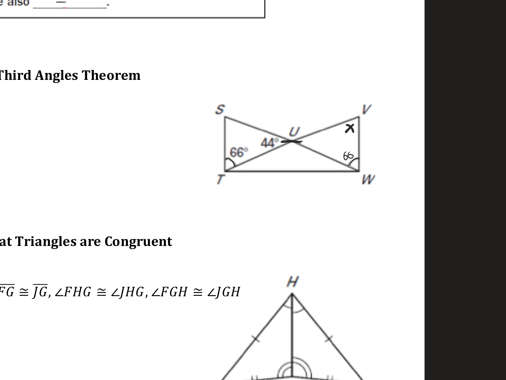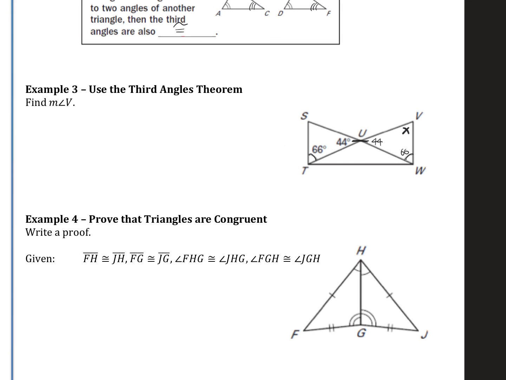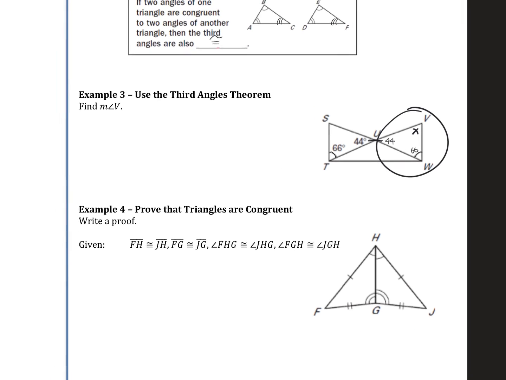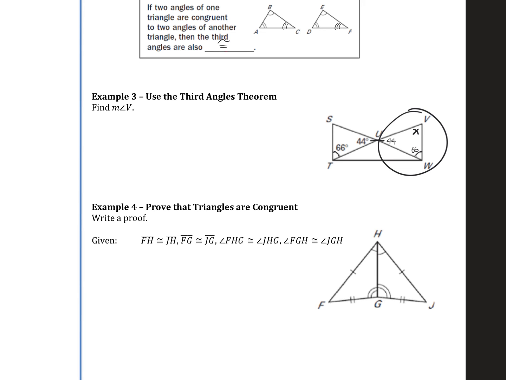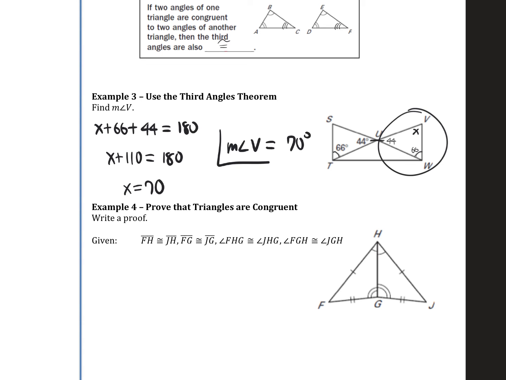Well, if that's 44, those are vertical angles, which means this is also going to be 44. And we can solve for this triangle over here. Triangles add up to how much inside them? They add up to 180. So we can do x plus 66 plus 44 equals 180. Combine like terms, we get x plus 110 equals 180. Subtract 110, we get x equals 70. So measure angle V is going to equal 70 degrees. All right. So yeah, there we go.